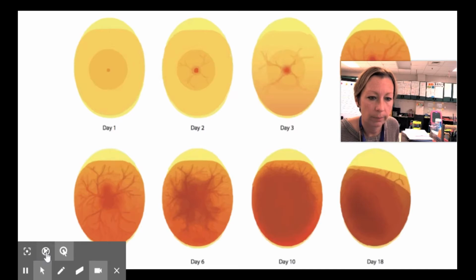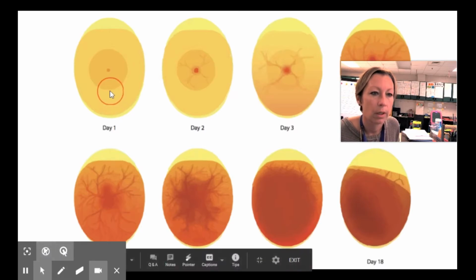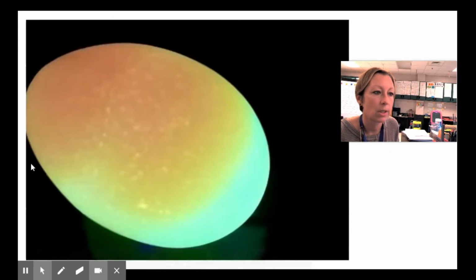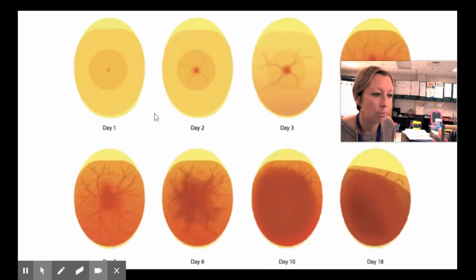Let me see. This little dot in the middle, that's going to be our embryo that will eventually develop into a baby.